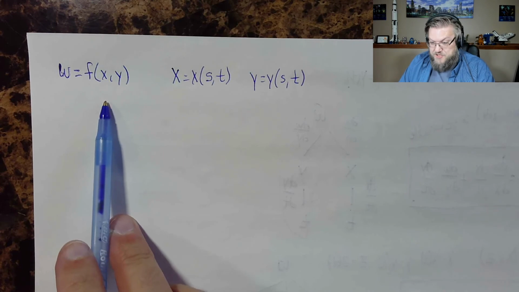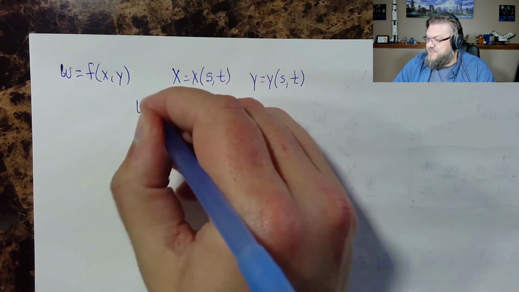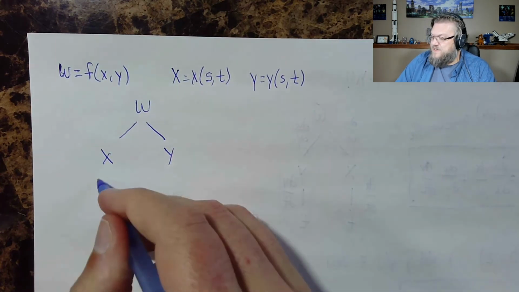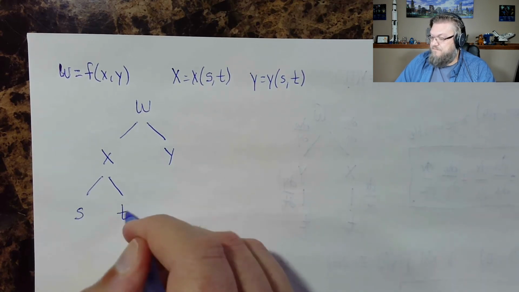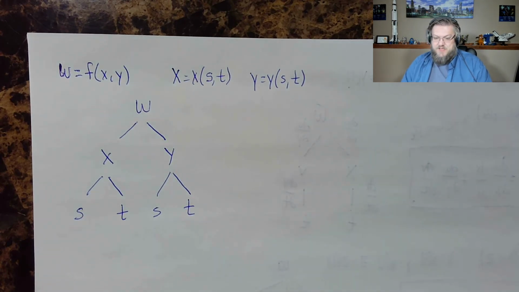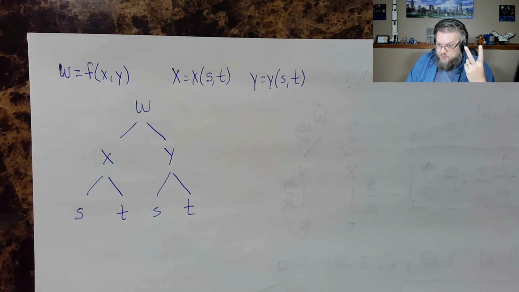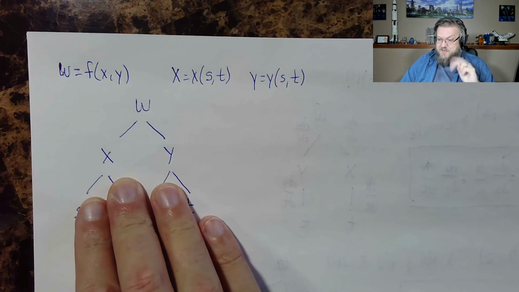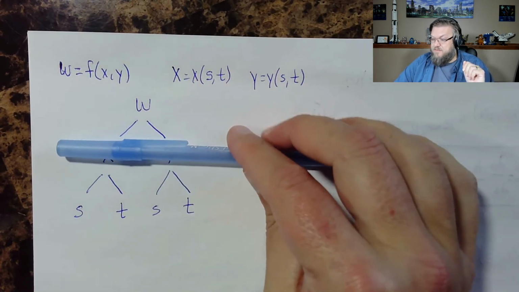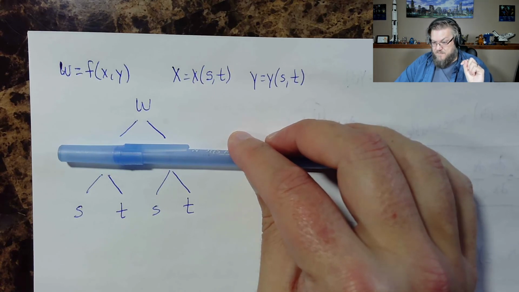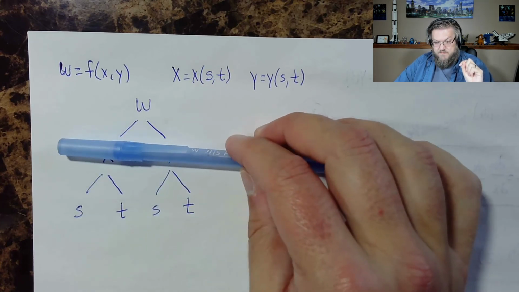So according to my tree diagram that I'm going to write, I would have something that looks like this. W at the top branches off to X and Y. But X and Y branch off to two things, S and T, S and T. Right? So do you see that W has two viewpoints? I could view W as a function of two variables where those variables are X and Y. That's one way to look at W. I also have another look for W. W is really a function of two variables that are named S and T. So W really has two ways to look at it, right?